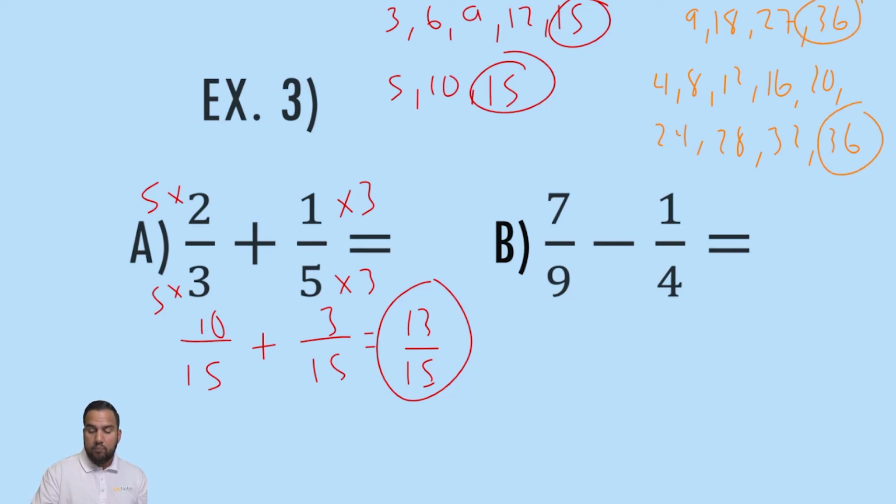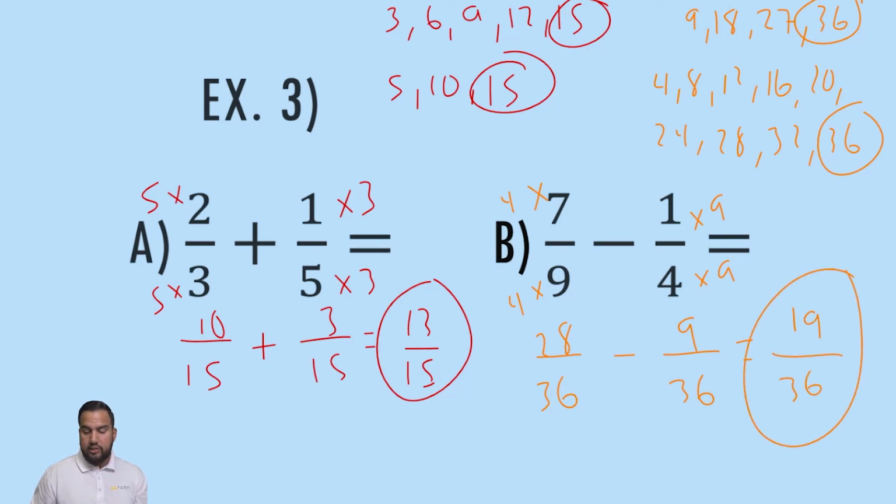So what does that mean? Both denominators are going to be 36. And I have to ask myself what times what in each denominator gives me 36. So 9 times 4 in this situation. 4 times 7 is 28. 4 times 9 gives me 36. So 1 times 9 is going to be 9. 28 minus 9 is 19 over 36. And that's my final answer.